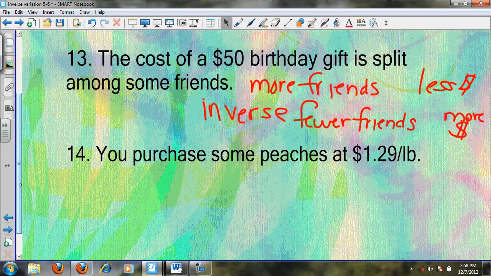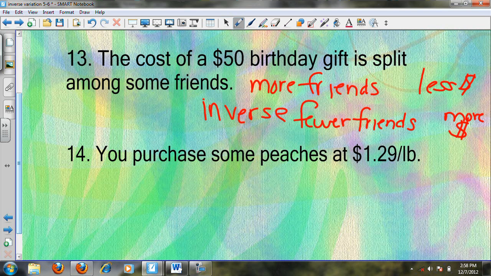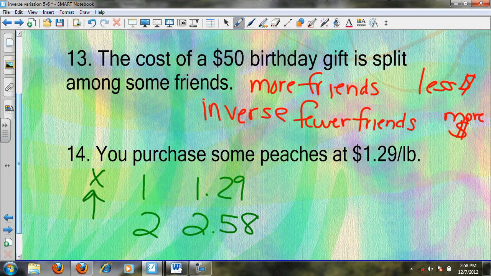You purchase some peaches at $1.29 a pound. 1 pound, $1.29. 2 pounds, $2.58. As X is increasing, what's happening to Y? It is increasing as well. So yes, Justin, it is a direct variation. Okay?